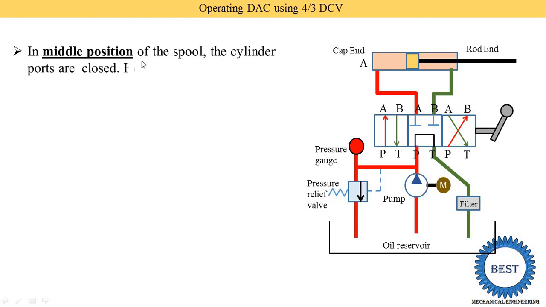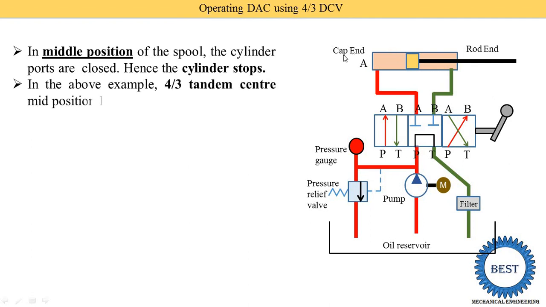In the mid position of the spool, the cylinder ports, meaning the A and B ports, are closed, so this symbol is drawn for the closed position. It looks like an inverse T, hence the cylinder is stopped because no oil is supplied to the cylinder. Oil does not go to the A port and B port, which means the cylinder stops in between, whatever the load being lifted or operation going on.